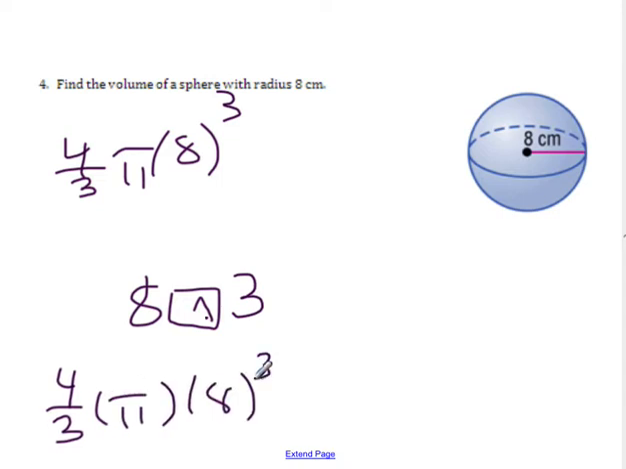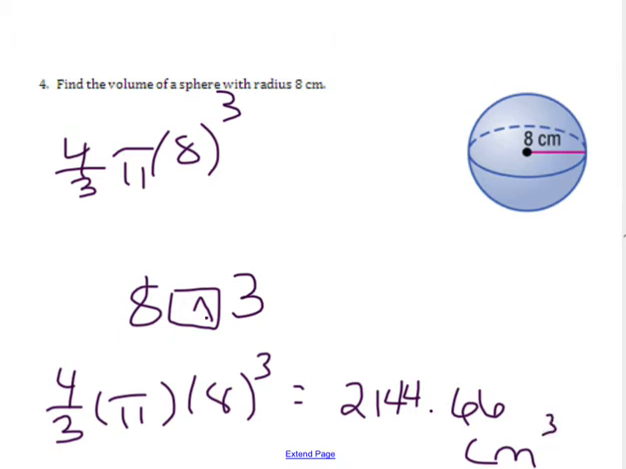I would suggest typing that in your calculator right now yourself. You want to make sure you are able to do it. Okay, if not, come talk to me and I'll help you locate it. So stick with whatever calculator you're going to use for the future. And then you end up getting 2,144.66. Now we're talking about volume, so our centimeters are going to be cubed.